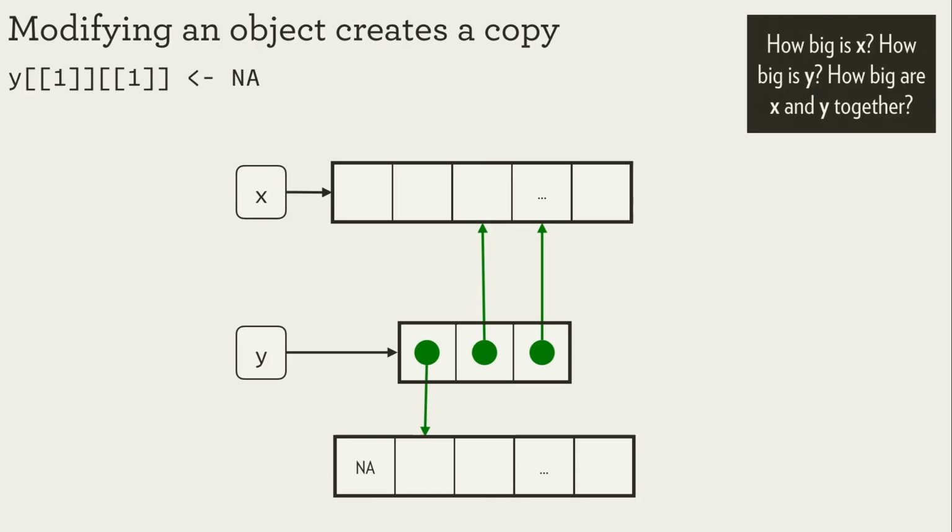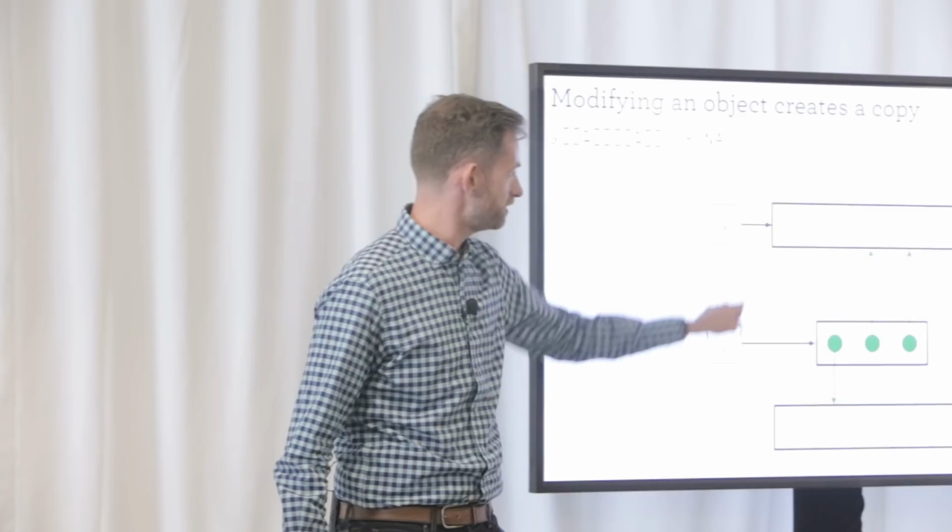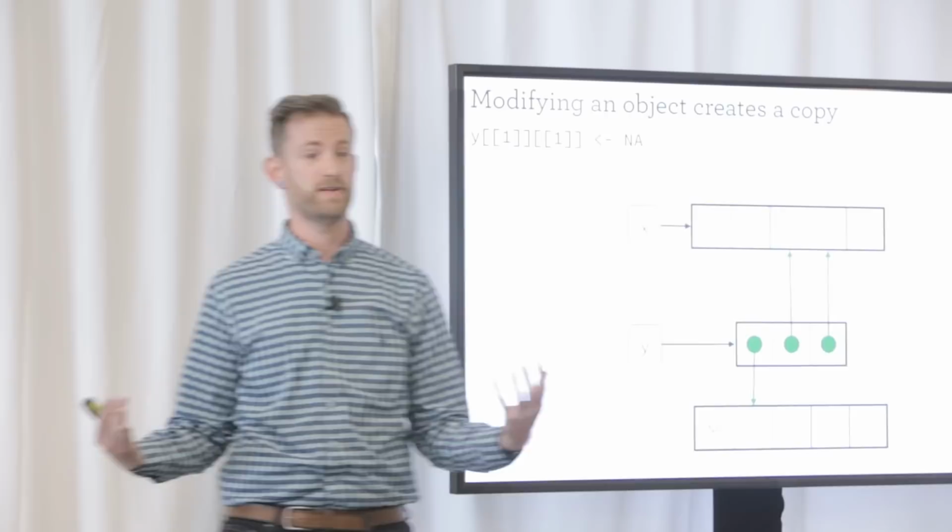So now if we ask, how big is x? Well, x is still about 8 megabytes. This vector is about 8 megabytes. And so the size of y is going to be this vector, plus a little bit of accounting overhead. So it's going to be about 16 megabytes.